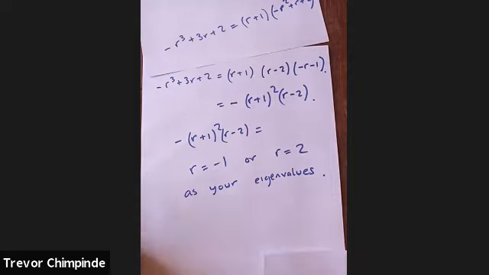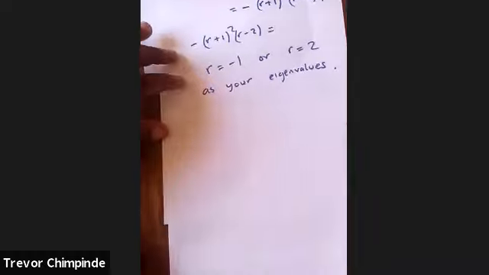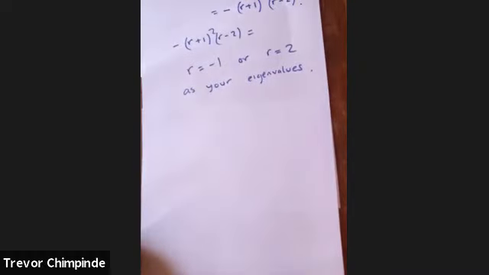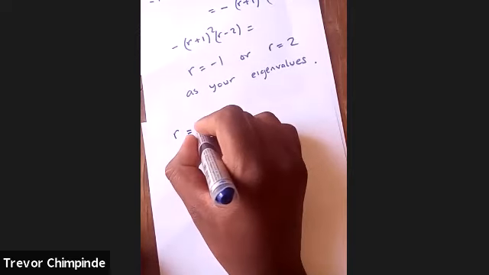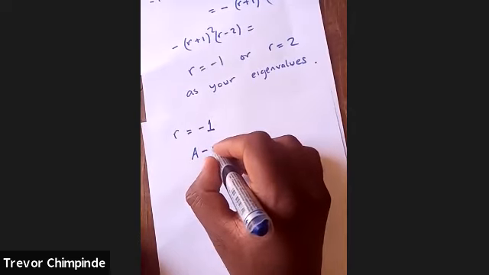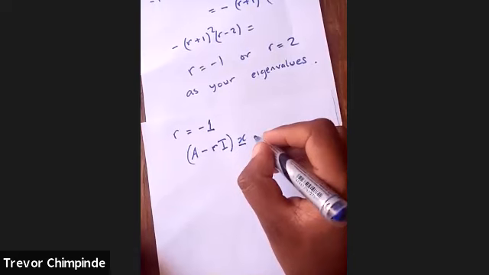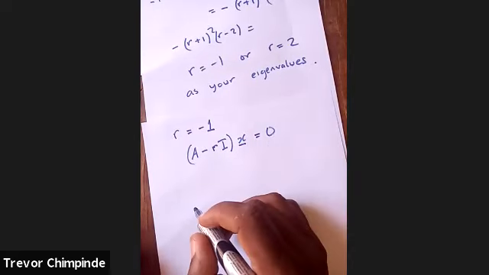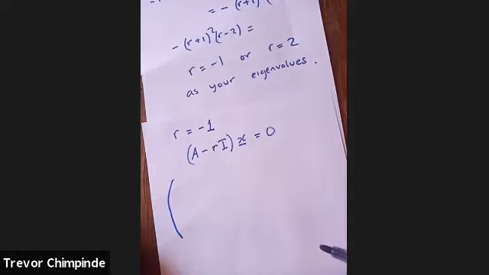Now let's find the eigenvectors. So this is where it can be interesting. So we want to find eigenvectors first corresponding to r is equal to negative 1. So what are we solving? It's (A minus rI)x is equal to 0. So yes. And it's supposed to find 3 eigenvectors.